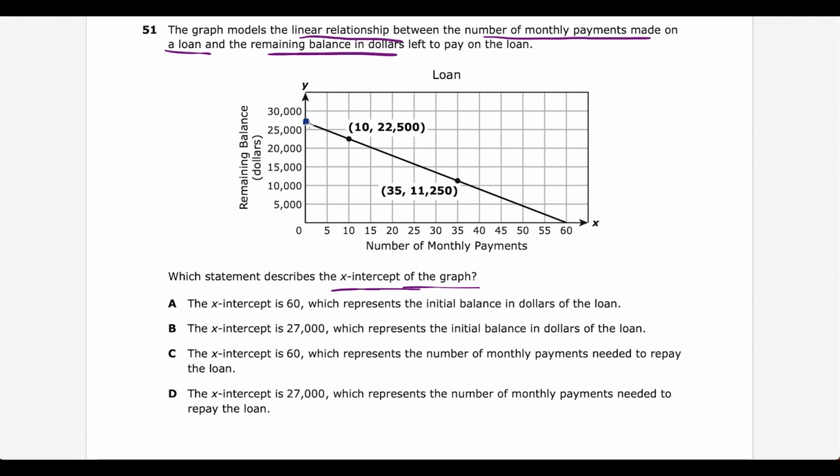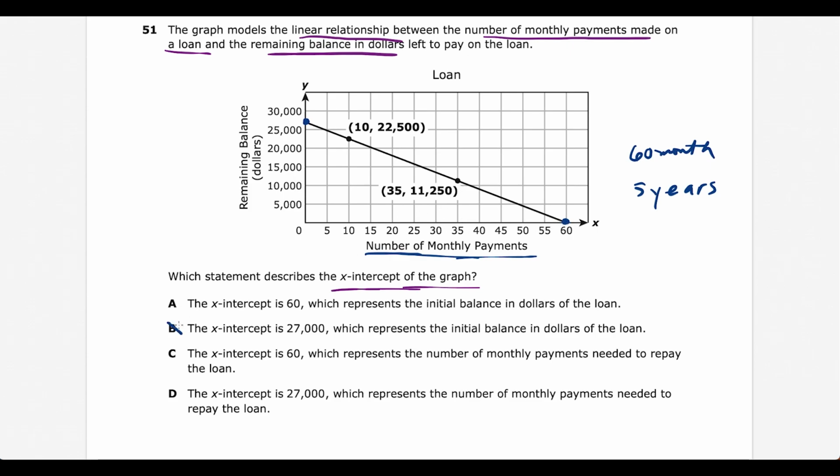And then as time goes on, we're making our monthly payments and the amount we owe is going down because we're paying off the loan. So the x-intercept represents the amount of time it takes for us to repay the loan. But in this case, the x-intercept is the number of monthly payments. So this tells us that it's going to take 60 monthly payments to pay off this loan. And just know 60 months, if we wanted to bring this to real life, is the same thing as 5 years because there's 12 months in a year. So this is going to be a 5-year loan. So the x-intercept here is 60.